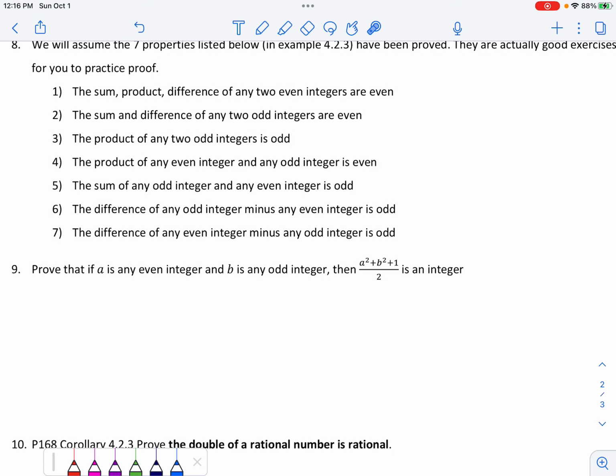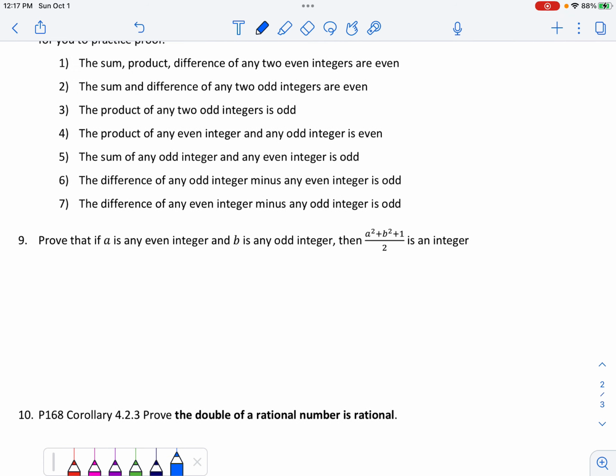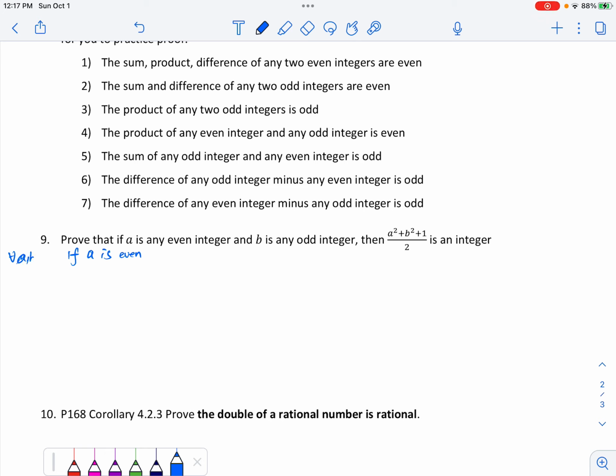Now let's prove another one, a little step up, I would say. Let's prove this. If a is any even integer and b is any odd integer, then (a squared plus b squared plus 1) divided by 2 is an integer. That's what we want to prove. So for all a, b from the integers, if a is even and b is odd, then (a squared plus b squared plus 1) over 2 is an integer. This is what we want to prove.